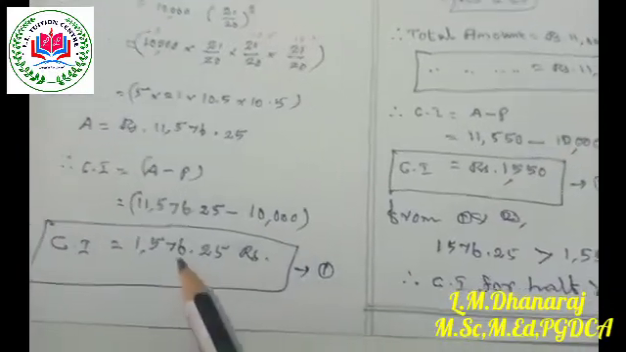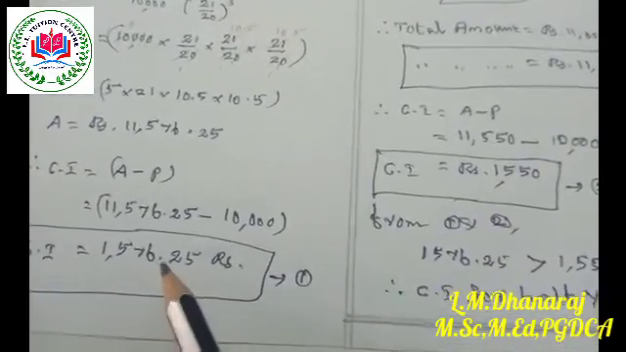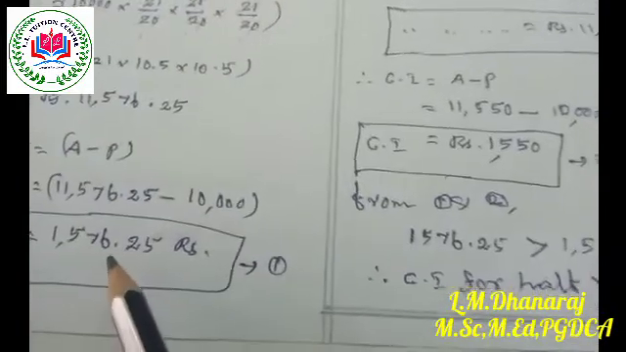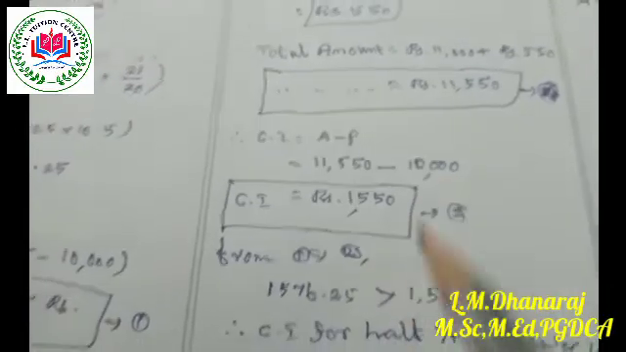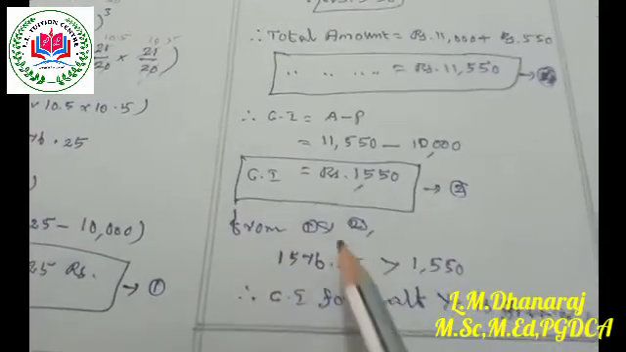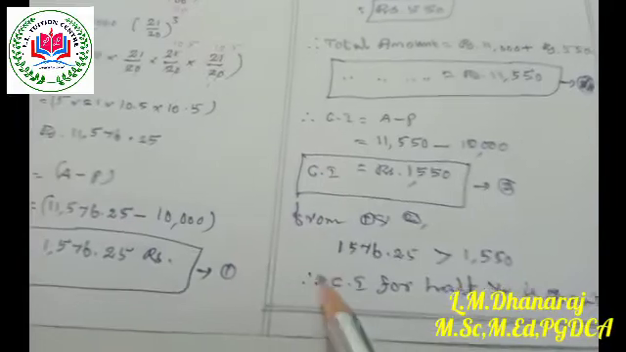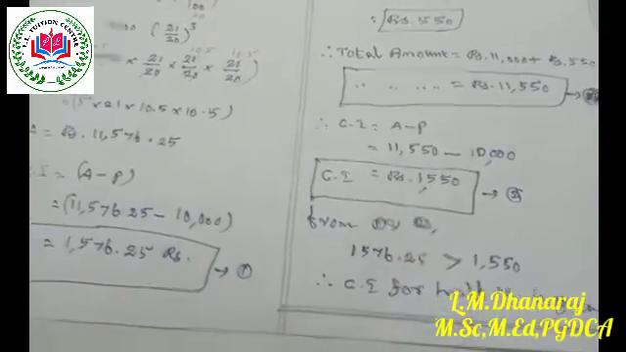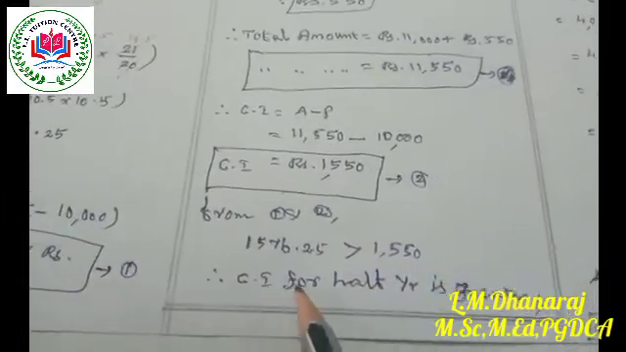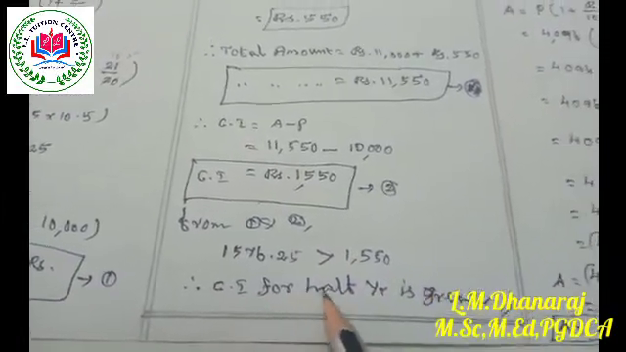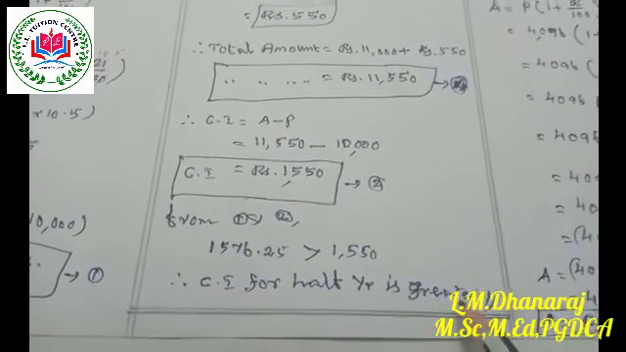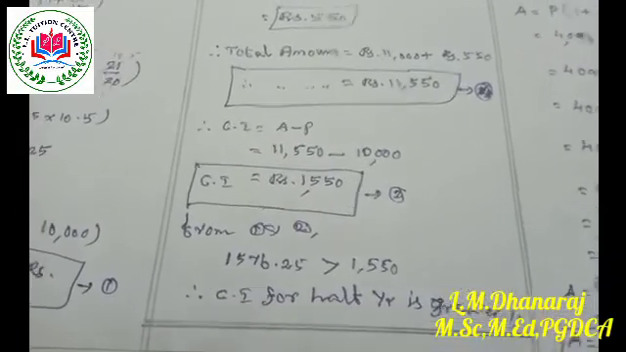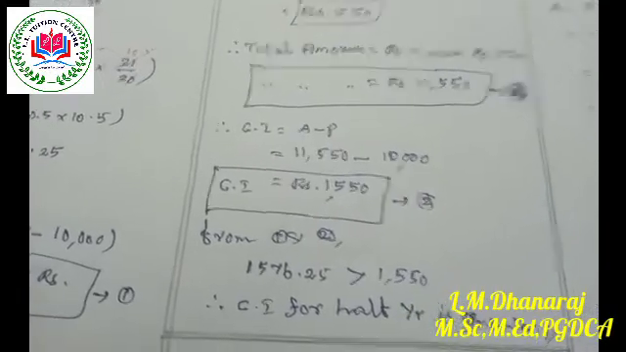Now comparing these two: this is for half year compound interest and this is for yearly compound interest. By comparison, which is greater? This half year compound interest is greater than the yearly compound interest. So we can conclude that compound interest for half year is greater than the yearly compound interest.